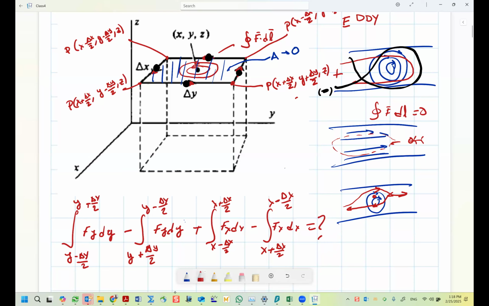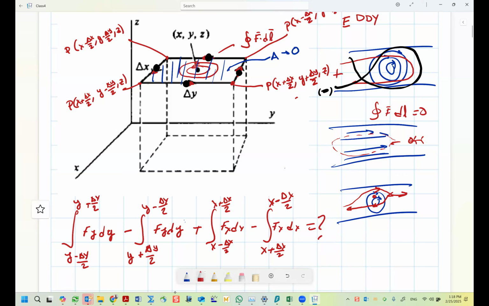Basically, if we find it equals 0, there are no whirlpools in there. If we find that it's different from 0, there are whirlpools in there. If it is positive, it's rotating counterclockwise, and if it is negative, it's rotating clockwise.